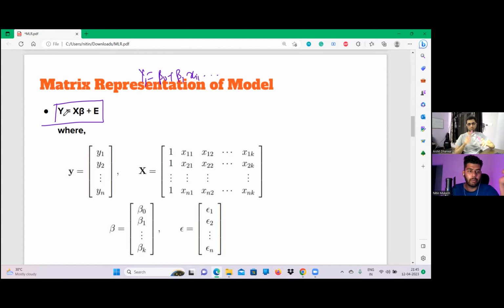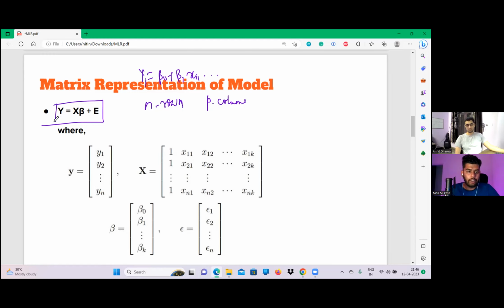This y is not a number, it's not a scalar term. This y is a vector actually. Let's say we have n rows in our data set, and let's say we have p columns. So how do you write this particular model in matrix form? y is equal to x beta plus epsilon. This epsilon is also not a fixed term, it's also a vector.